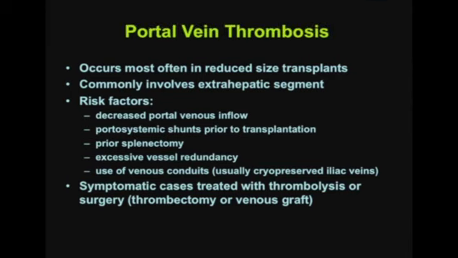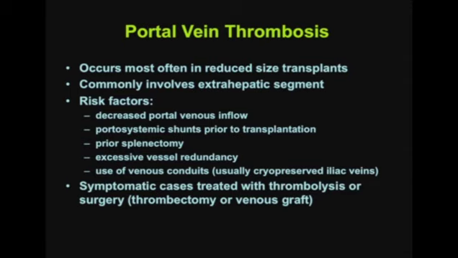Portal vein thrombosis, again, occurs most often in reduced-size transplant and commonly involves the extrahepatic segment. Risk factors include decreased portal venous inflow. This is often a problem in patients who have many portosystemic shunts, and there's just not a lot of flow going through the portal vein. Prior splenectomy is also a risk factor, and excessive vessel redundancy, and also the use of venous conduits, usually cryopreserved iliac veins. They are also associated with increased risk of thrombosis.